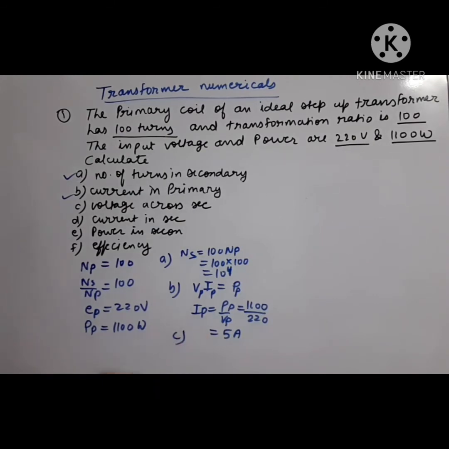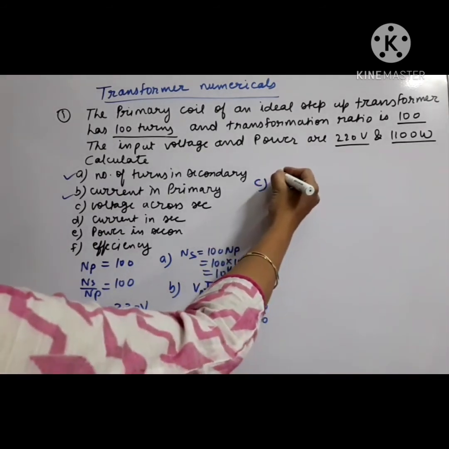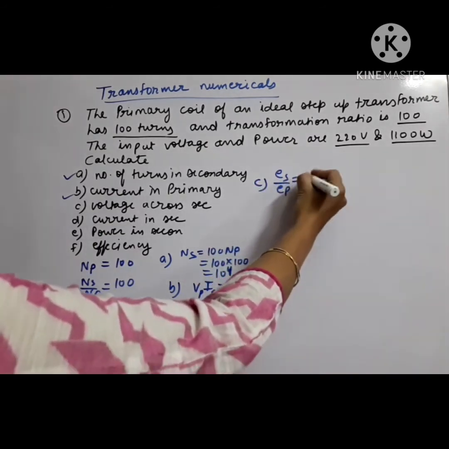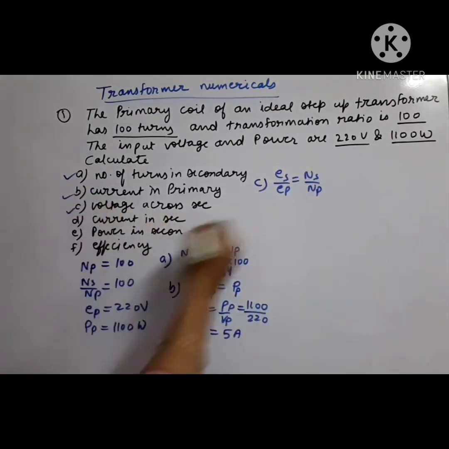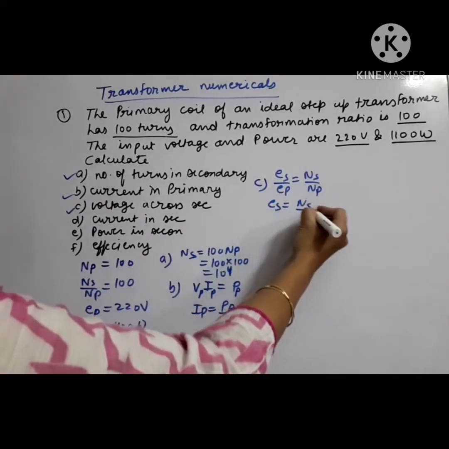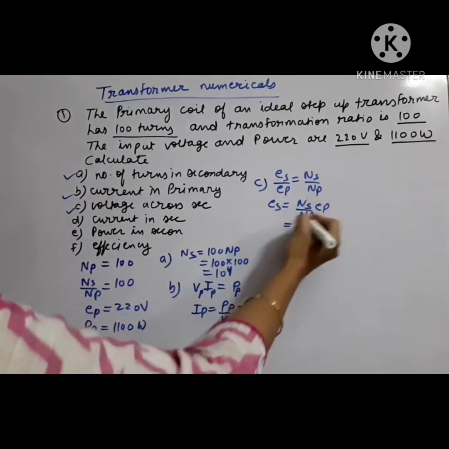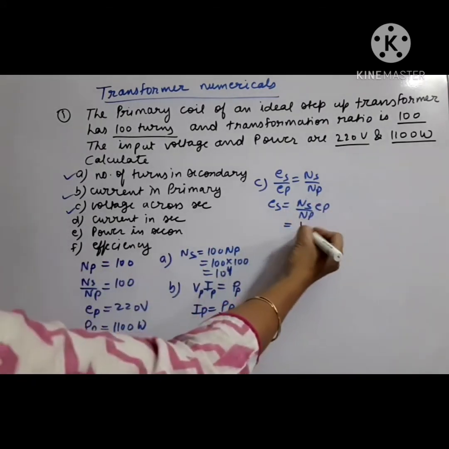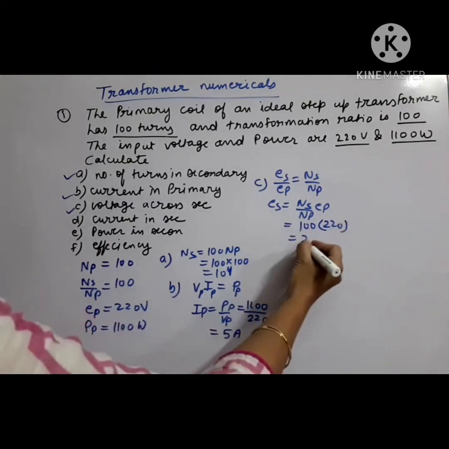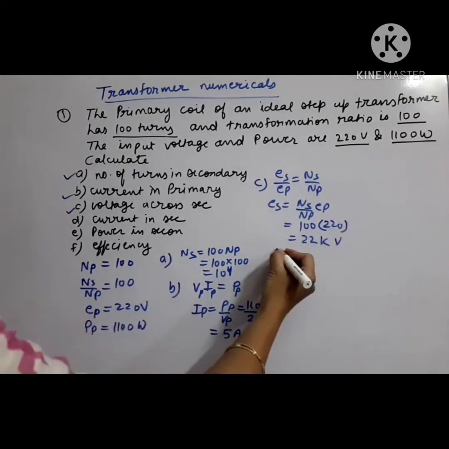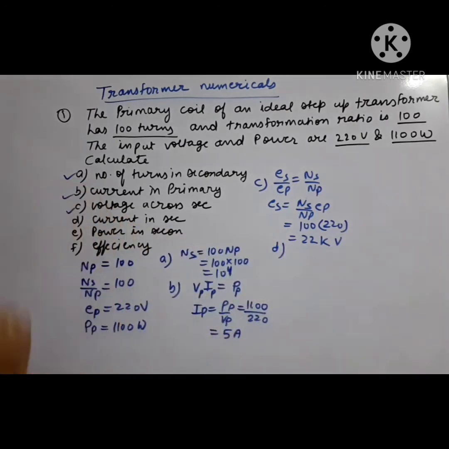After that, the C question is voltage across secondary. Here we will be needing the ratio term. ES upon EP is actually equal to NS upon NP. We want ES, the voltage across secondary. So ES will become NS upon NP into EP. NS upon NP, the transformation ratio, is given as 100. EP is given as 220. This way our answer will become 22 kilovolt. So C part is done.